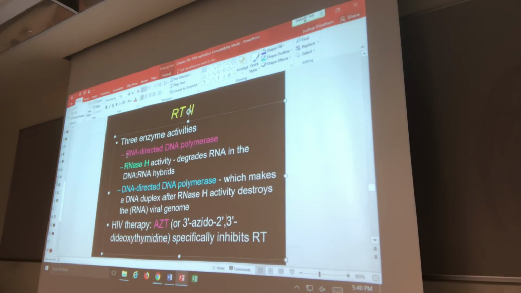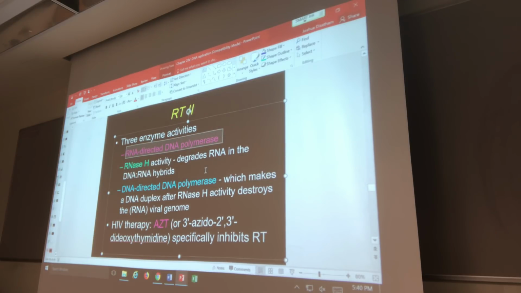Reverse transcriptase's main activity is this one right here, where it takes an RNA template and makes DNA out of it. That is what RNA-directed DNA polymerase means. Okay. Its second activity is this one, RNase hydrolase activity, whose job is to degrade the DNA-RNA hybrid that would have been made after step 1.